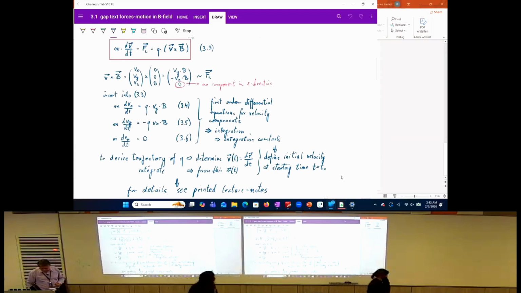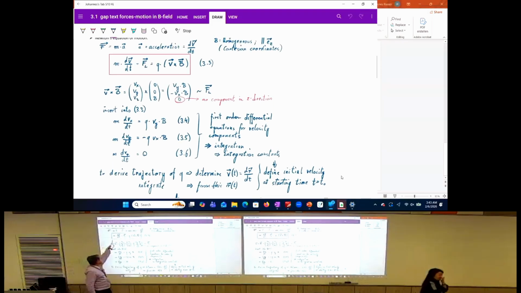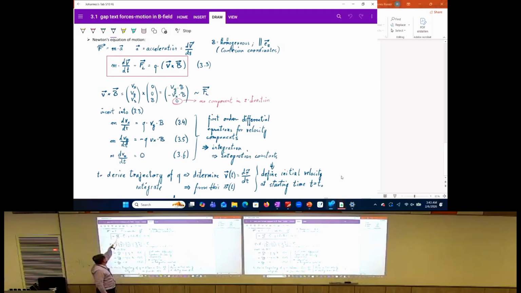Then we have to take into account Newton's law. We have the equation of motion. The force is given as mass times the acceleration, which is the time derivative of the velocity. On the other hand, in this equation of motion, the force acting on the particle, which can possibly change its direction, or at least change the kinetic energy that is added to it, is the Lorentz force.